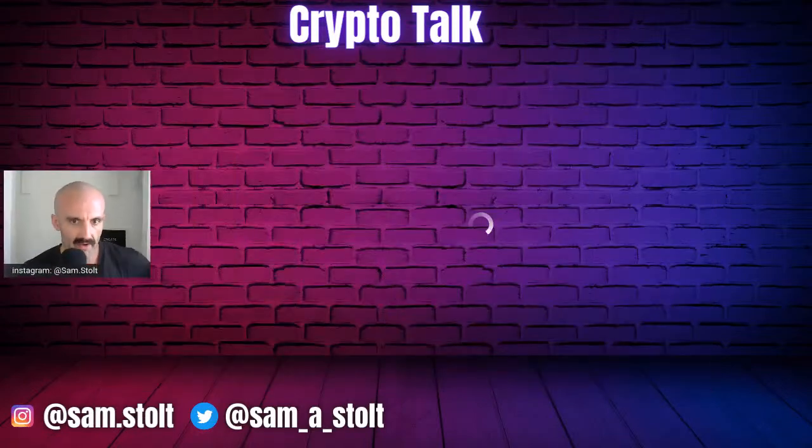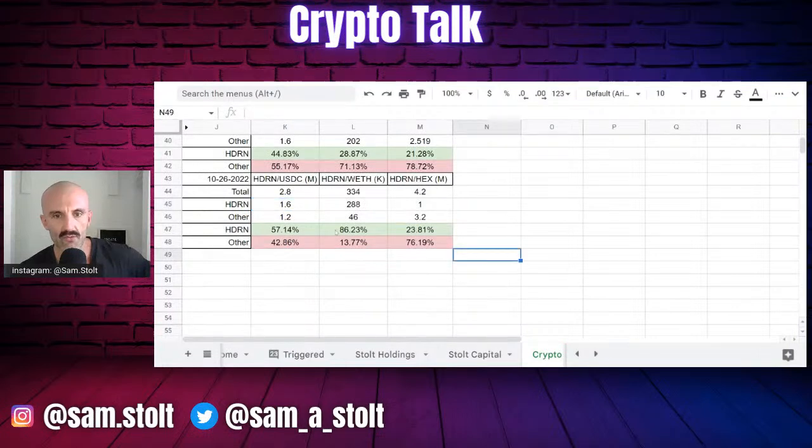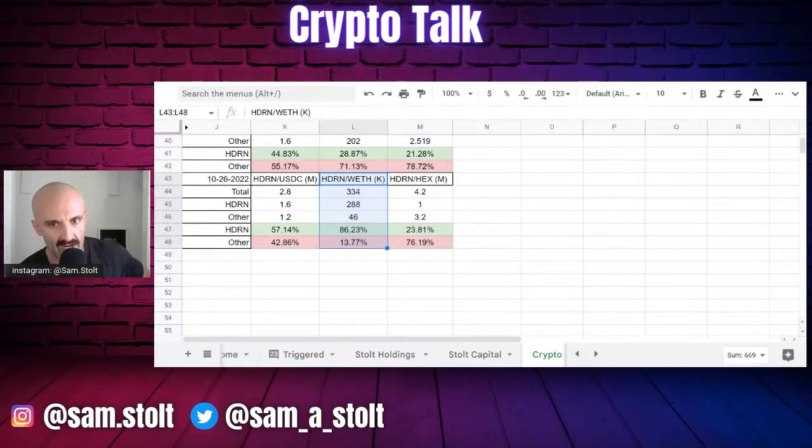So let's take a look back here for a second and see what we notice. Well, we get to see that there's a lot more Hedron in these pools, USDC and Wrapped ETH. Wrapped ETH is a smaller amount, right? This pool is a fairly small amount. These are the top 3 pools on V3 for Hedron, so I pulled it out. But in reality, there's 4.2 million in Hex Hedron, and there's 2.8 in USDC.